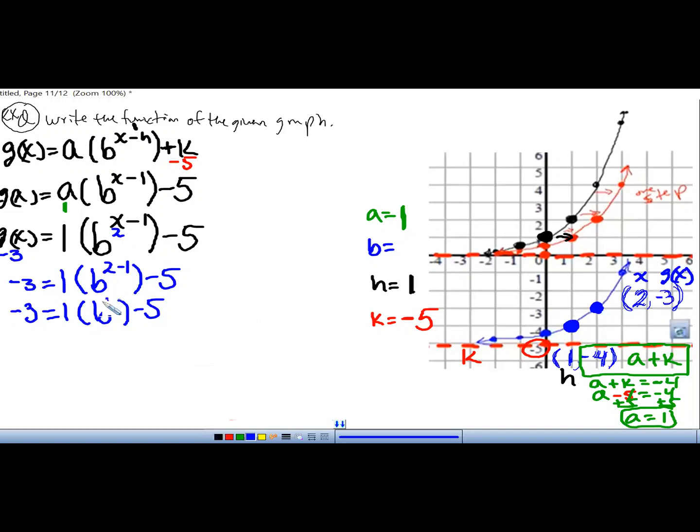What is B to the first exponent? Just B. What is B times 1? B. Bring down the -5 and all that equal to -3. Let's solve for B. Plus 5, plus 5, 2 equals B.